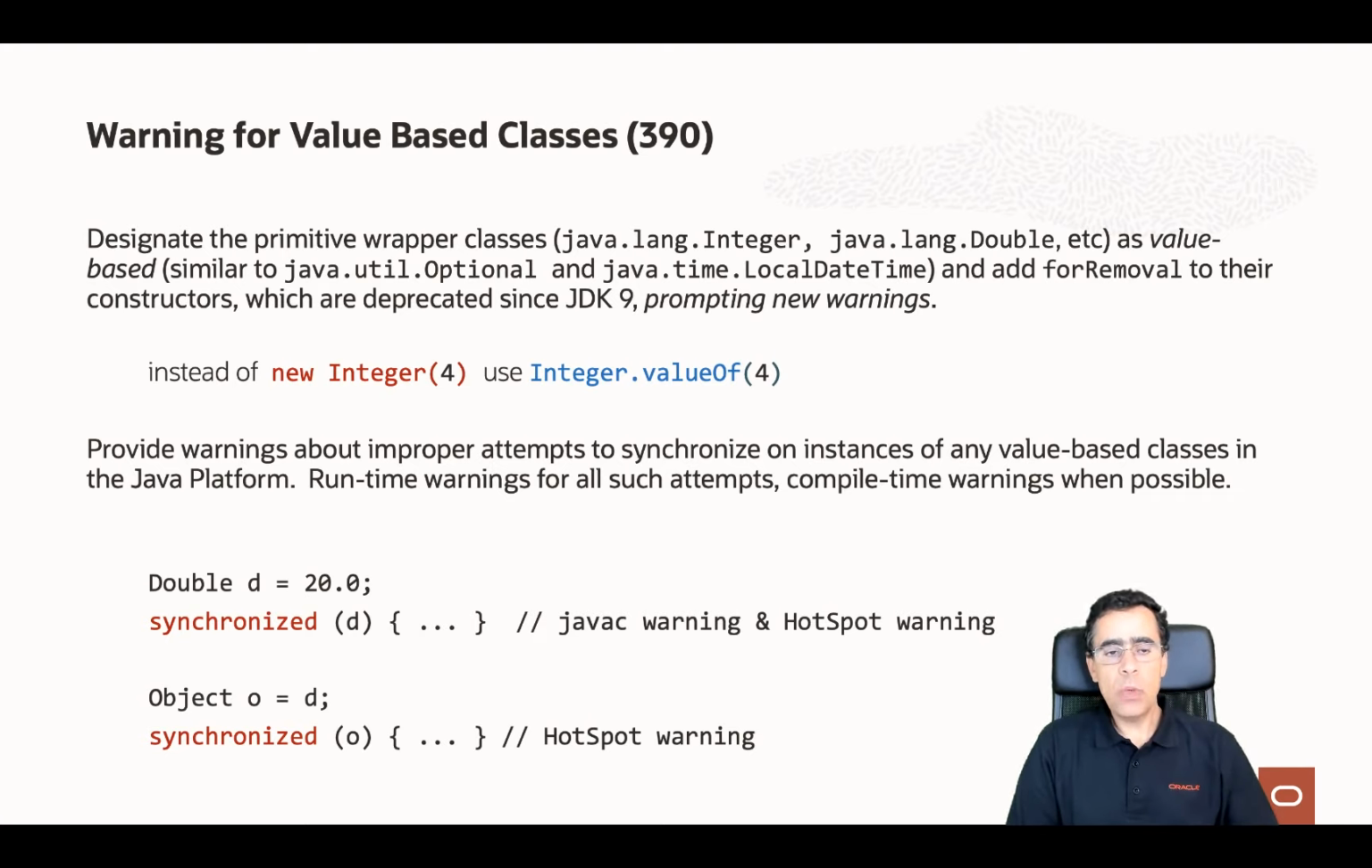Additionally, the JDK will now emit warnings if you try to synchronize on instances of any value-based class. You will always get runtime warnings, and additionally, when possible, you will get compile time warnings. So hopefully this will help you move away from these use cases, which work now, but won't in the future.